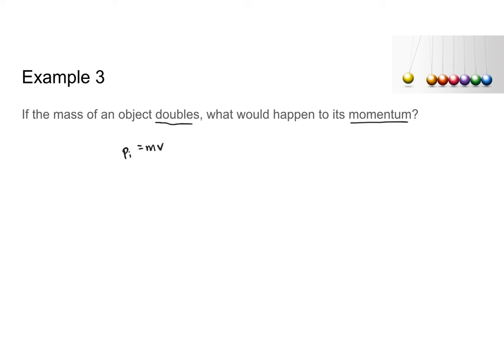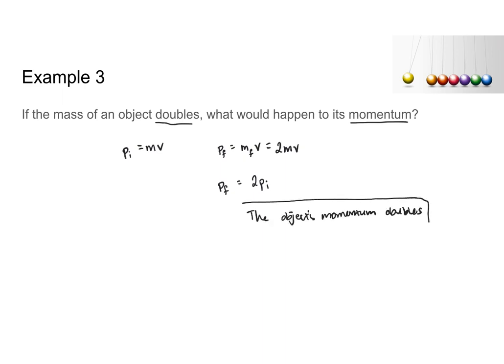What we want to do is figure out our final momentum with respect to our initial momentum. So we know that our final momentum is equal to m final times v, or 2m times v. Thus, our final momentum is equal to 2 times our initial momentum. So if we double the mass of an object, the object's momentum doubles. And so there you guys can see an example of a less quantitative problem, a problem that makes you think about the question. So with that, let's go ahead and move forward to our takeaways.